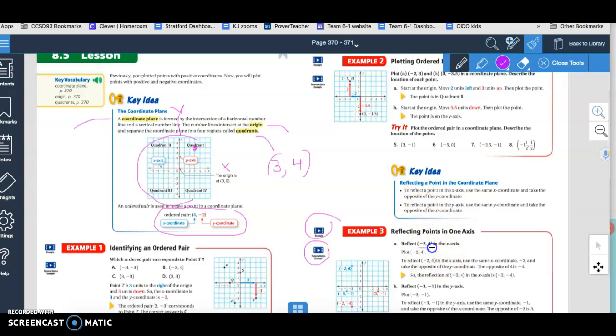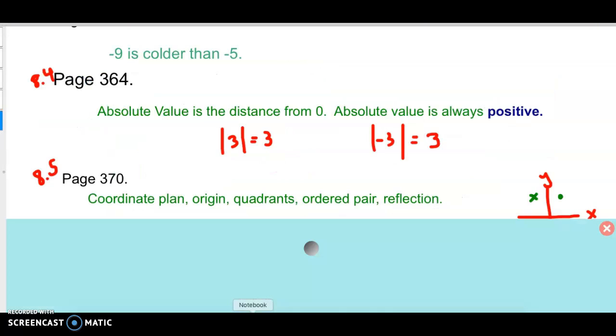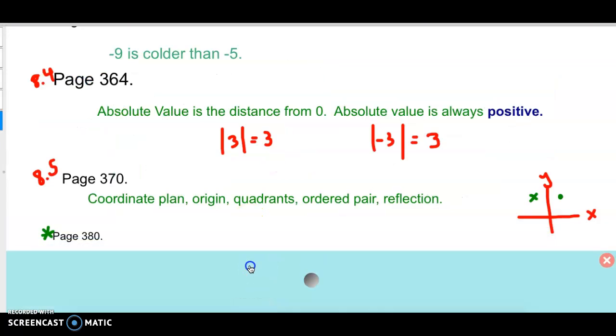It says reflect negative 2, 4 on the x-axis. So first I'm going to plot negative 2, positive 4. So that's right here. And then here's my x-axis, so to reflect it, it'll be down here. You can see it right down there. So let's go back here and see. I think that's everything I had for you.